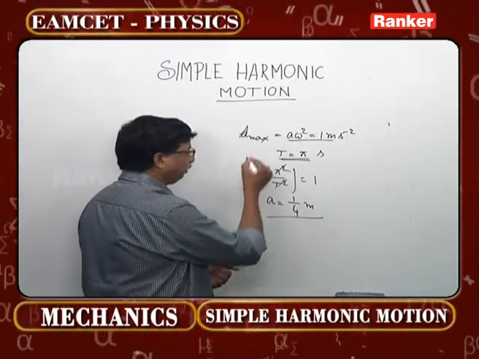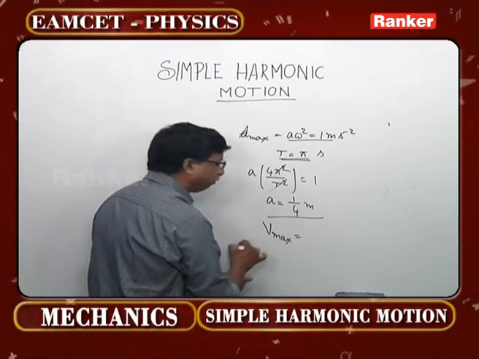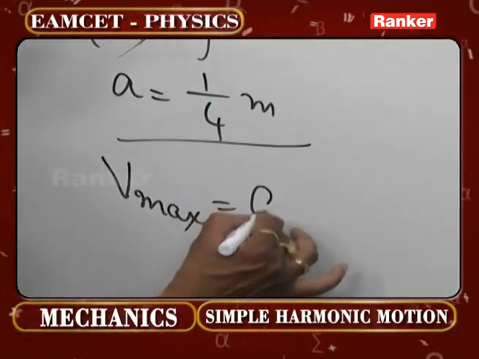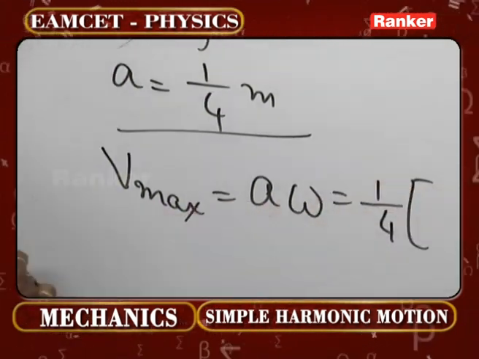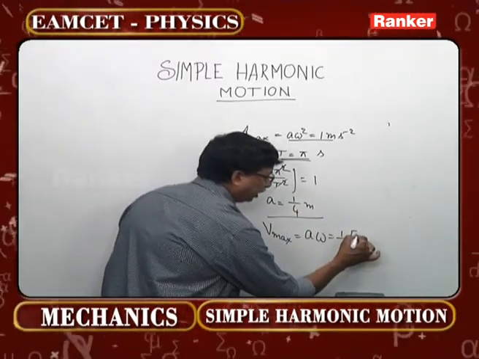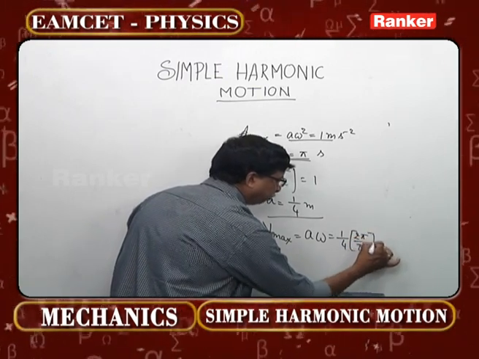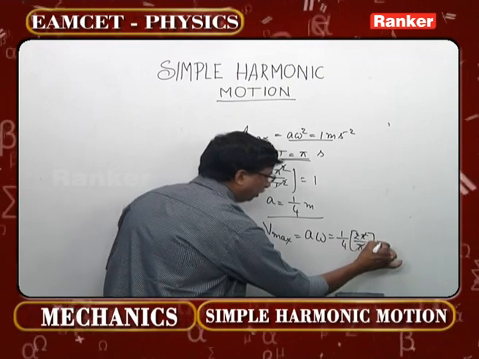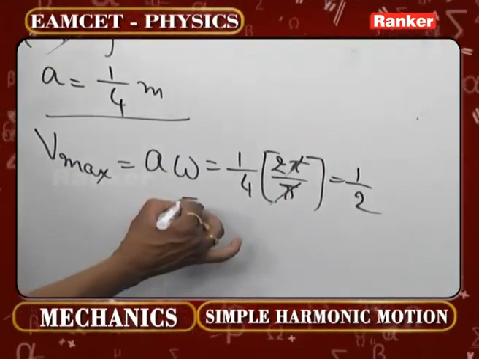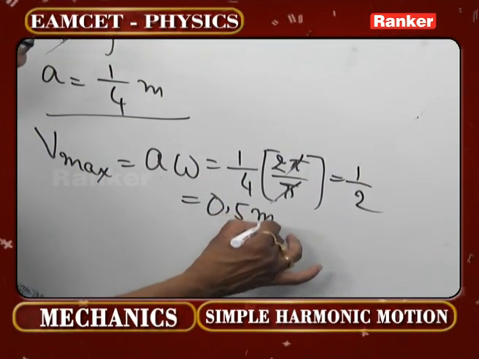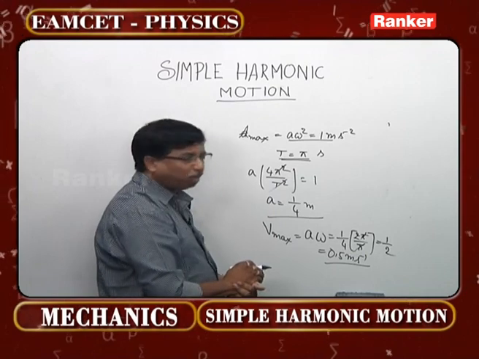Now what exactly is the value we want? Maximum velocity is the question. Maximum velocity is A omega, so we can write 1 by 4 times omega. What is the value of omega? 2 pi by T. T once again is pi. Pi gets cancelled. It is now going to be half. Half in the sense, what will be the value here? 0.5 meter per second. This is of course one method of doing the problem.